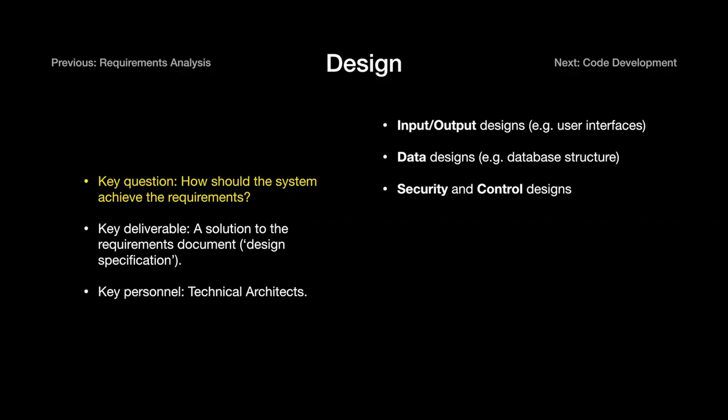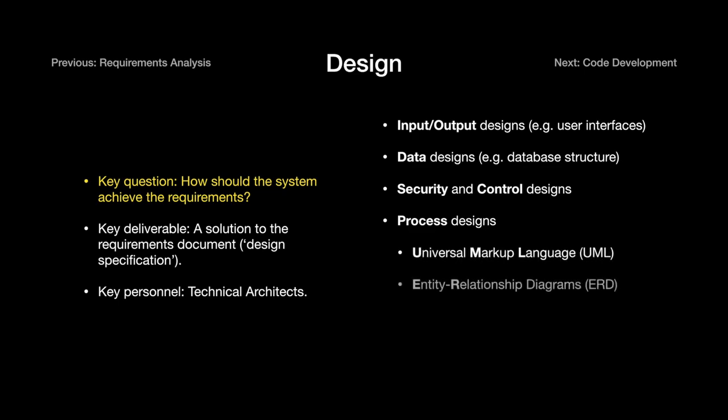Security and control designs, which describe the physical safety of the system as well as how access will be controlled and managed, basically how to avoid being hacked. And process designs, which describe the flows of information inside a system. This last group of designs is rather large and could involve any number of diagramming techniques, but especially popular are Unified Modeling Language, or UML, Entity Relationship Diagrams, or ERDs, State Transition Diagrams, and Sequence Diagrams.